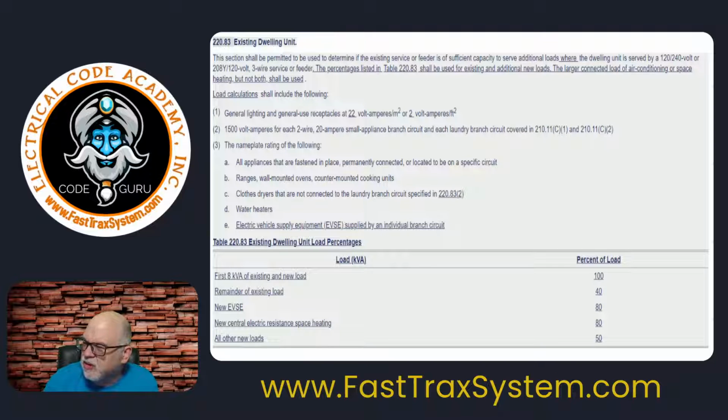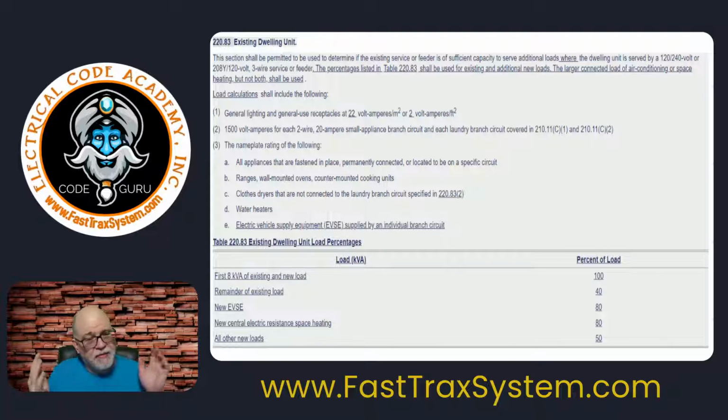And in the third, you see the same thing. 3A is the same thing. It says all appliances that are fastened in place, permanently connected, or located to be on a specific circuit. That didn't change, right? The next one, B, is ranges, wall-mounted ovens, counter-mounted cooking units. So just gather that info. C, clothes dryers that are not connected to the laundry circuit. Makes sense. D is water heaters. Same.